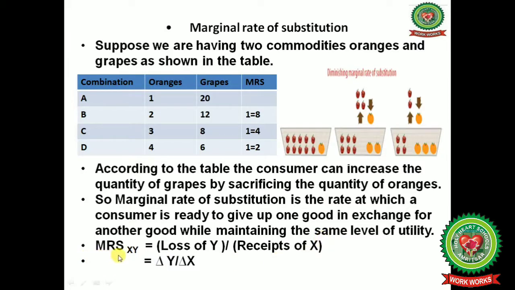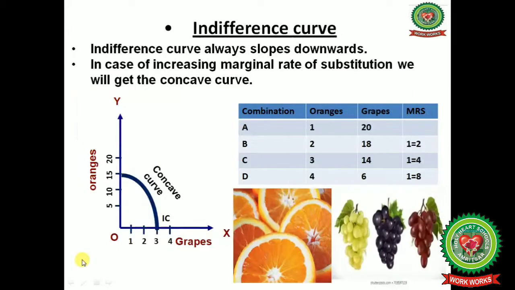So the marginal rate of substitution for two goods, X and Y, equals the loss of Y divided by the gain of X, that is, the change in commodity Y divided by the change in commodity X. The indifference curve always slopes downwards. In case of increasing marginal rate of substitution, we will get the concave curve. The concave curve shape is like this one.